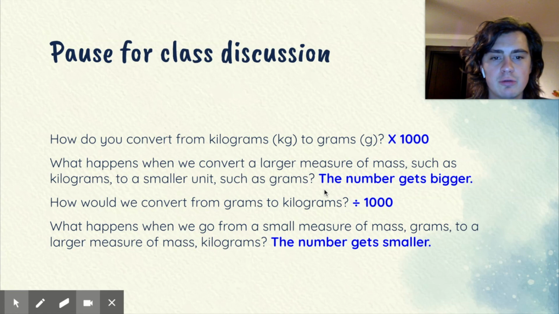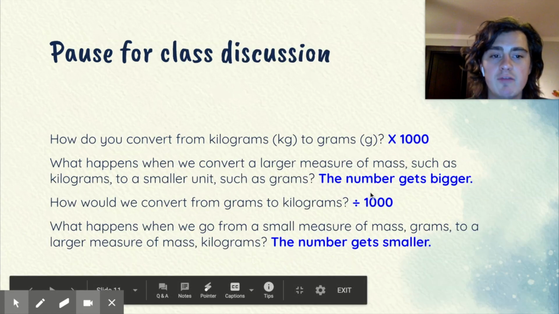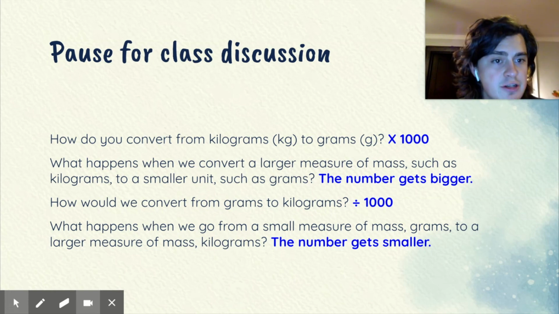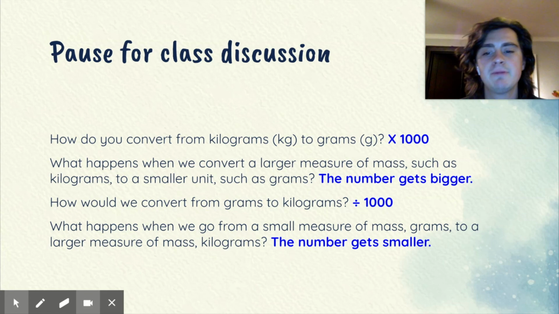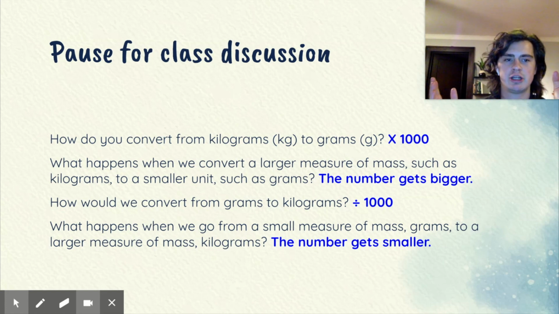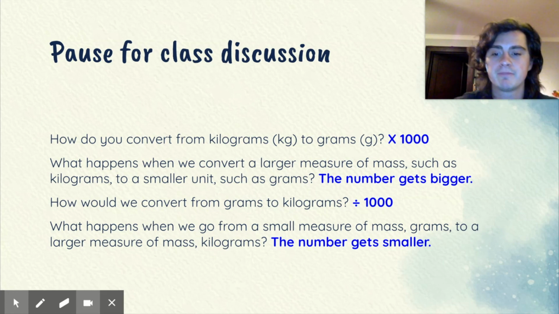You could use that little thing here at the bottom again, if you have that. You don't always have it. You divide by 1,000, or you can move your decimal 3 spots to the left. So there's 3 options again. And last question, what happens when we go from a small measure of mass, grams, to a larger measure of mass, kilograms? You're going from something small, a gram, to something large, a kilogram, so the number gets smaller. Also a little weird, but that's how it goes.